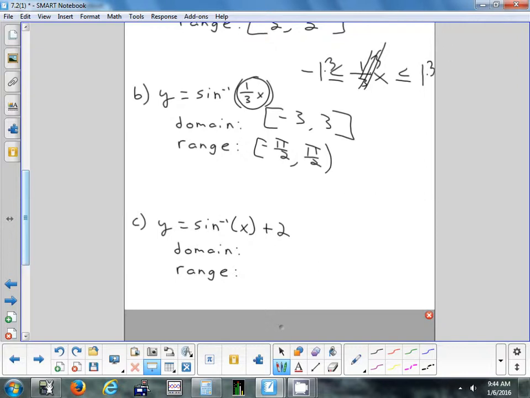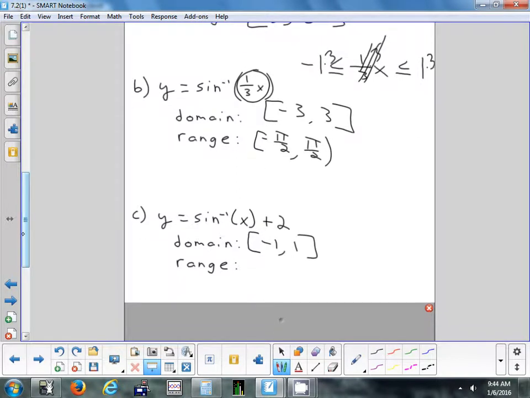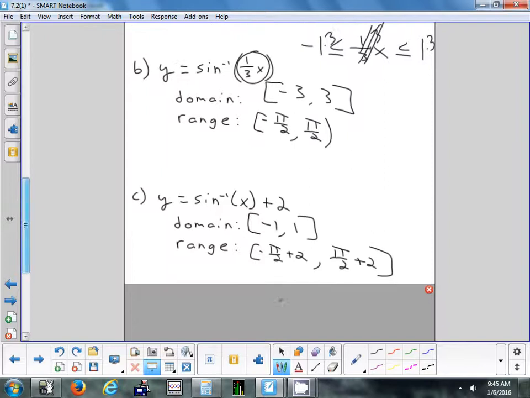What this plus 2 is going to do is shift everything up 2. So originally my domain is negative 1 to 1. That's not changing. And my original range was negative pi over 2 to pi over 2. And what's that plus 2 going to do to it? Shift it up 2. So very simply, all I'm going to do is shift that up 2 and shift that up 2. I don't know what the decimal is. That's not important. The range just bumps everything up 2. That's it.